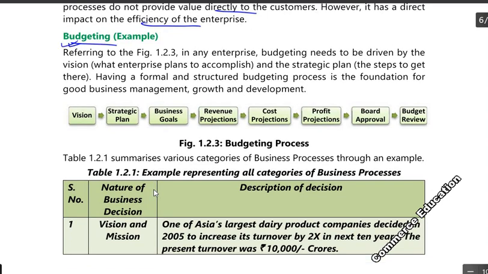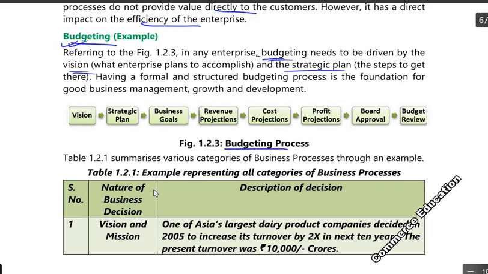Budgeting is an example of a management process. It has been given here. Budgeting needs to be driven by vision. So budgeting should follow the vision of the organization. Having a good budgeting process is the basis for good business management, for its growth and for its development. So having a good business process is good for efficient and effective functioning of the business.